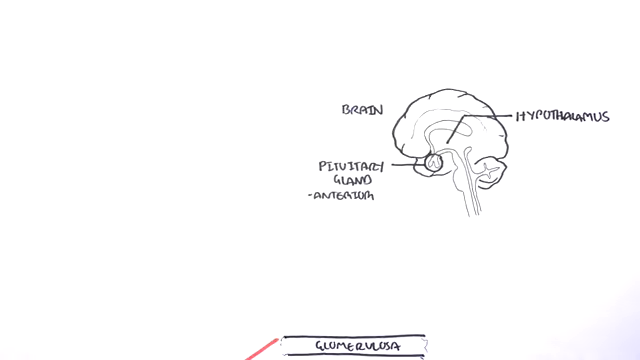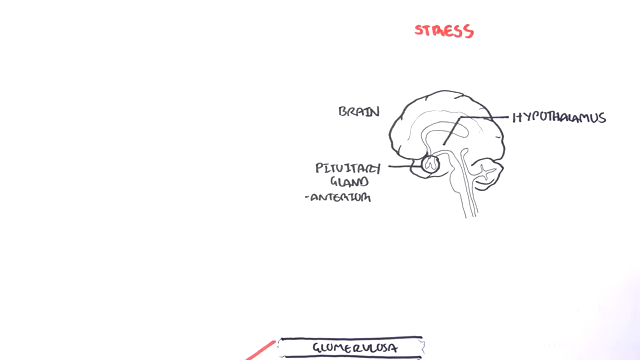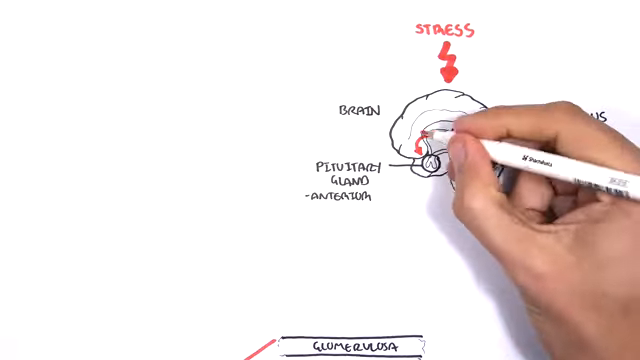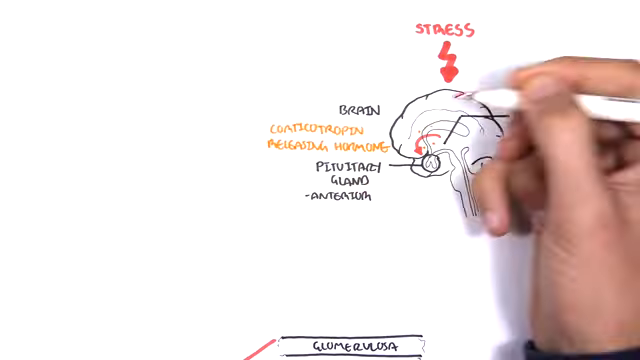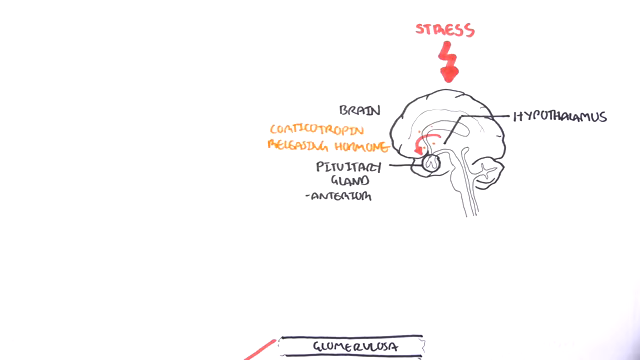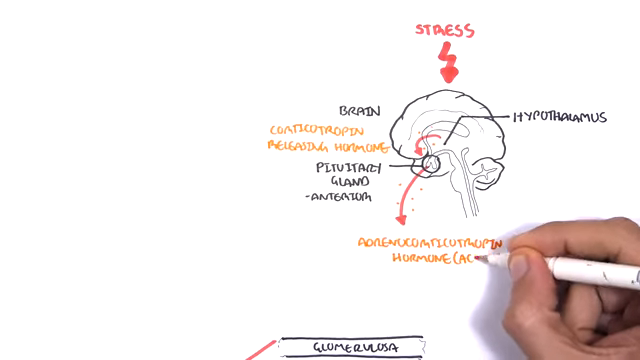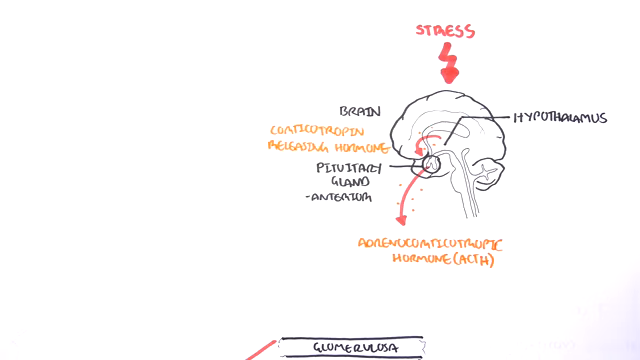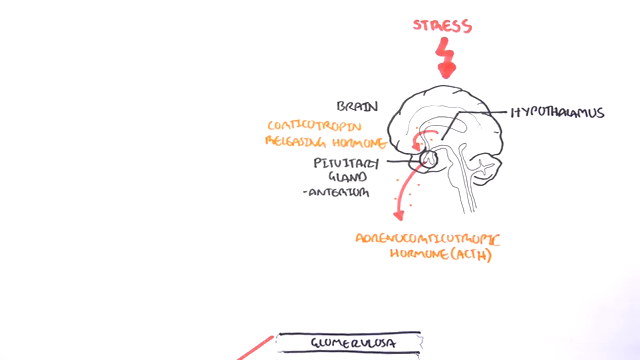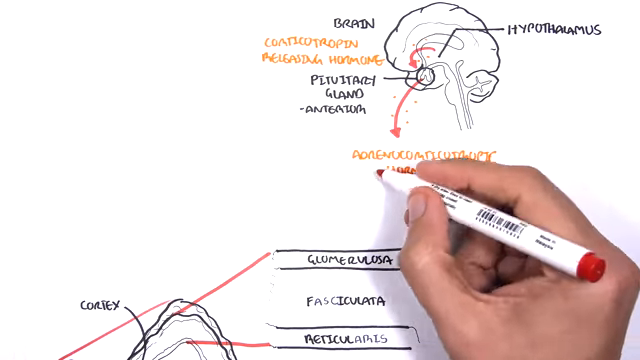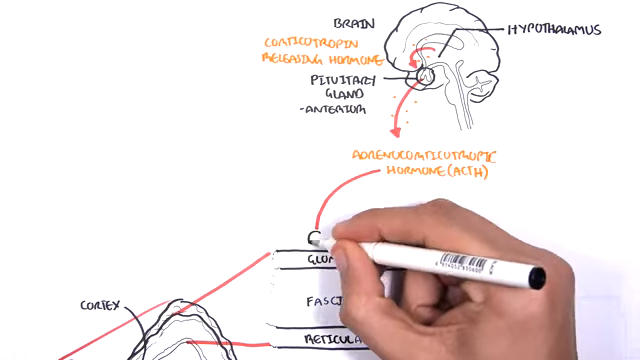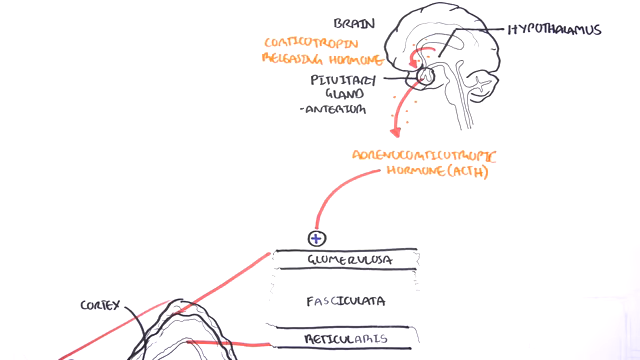Long-term stresses will actually essentially cause the hypothalamus in the brain to release corticotropin-releasing hormone, which then will target cells in the anterior pituitary gland to release another hormone called adrenocorticotropic hormone, or ACTH for short. ACTH will enter circulation of the blood and target cells within the adrenal gland, specifically the adrenal cortex.